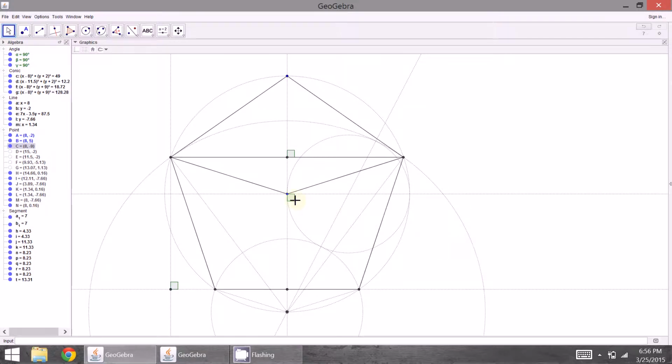Okay, so if both of these points are equidistant from the endpoints, then they define the perpendicular bisector. So this has to be the perpendicular bisector of that segment. So we know that this segment here equals this segment and that this is a right angle.